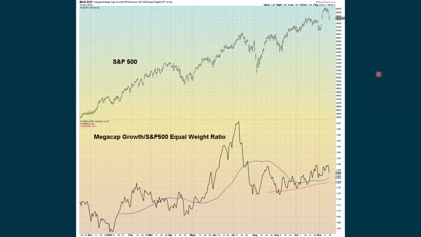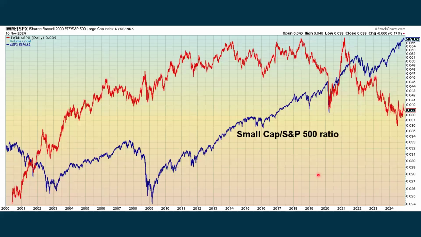The mega caps, the really big companies, and comparing it to the equal weight ratio, we were seeing the mega caps really outperforming until we hit the summer. Now we're going sideways. And again, this is not necessarily negative. It's just showing that there are other stocks that are participating in the S&P 500 that weren't before.